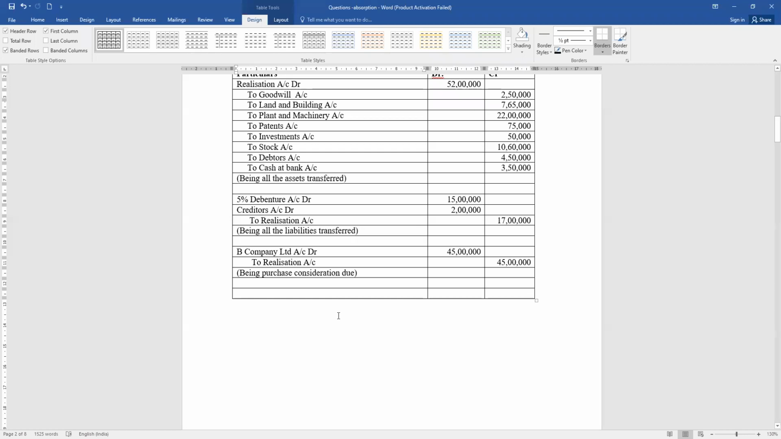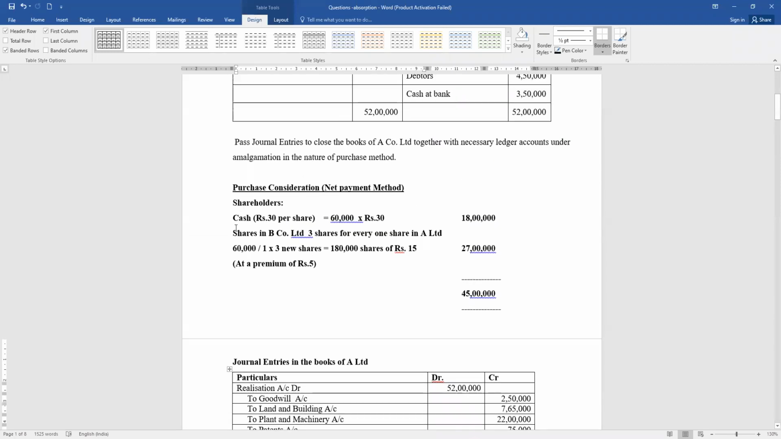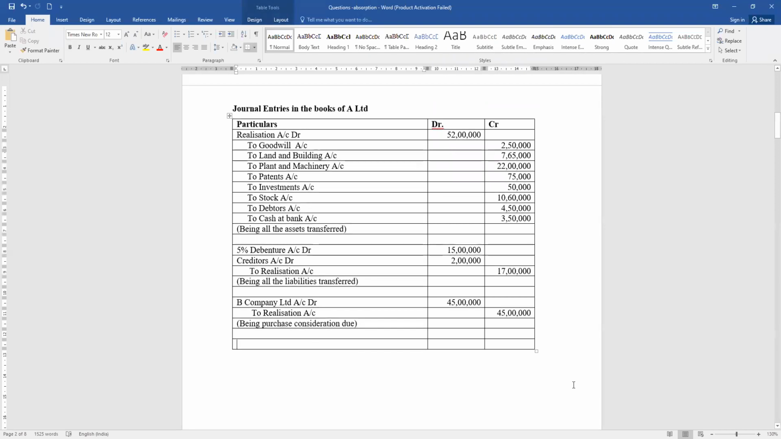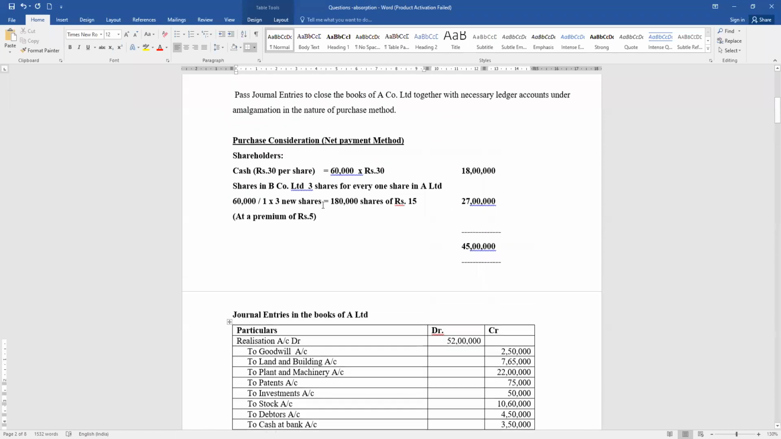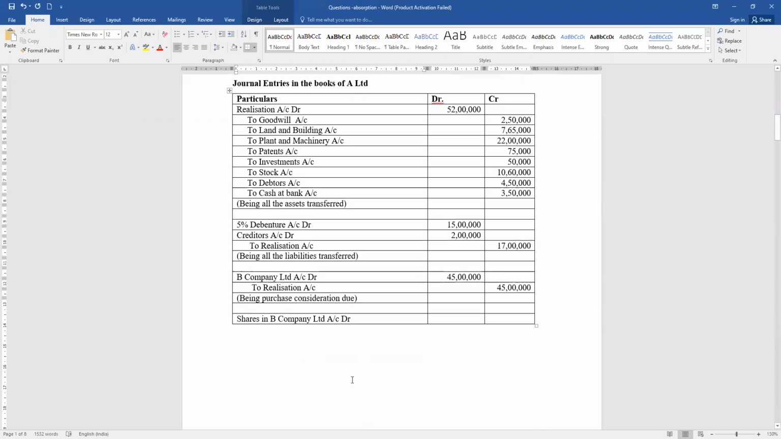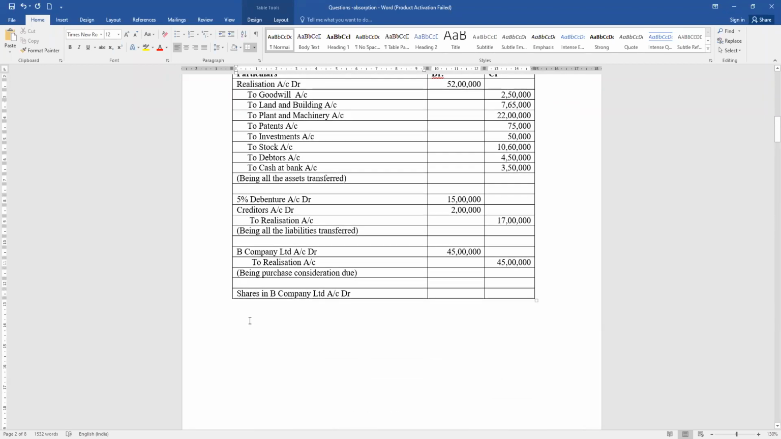Next, you have to receive the purchase consideration. Receipt of purchase consideration. What is the receipt? You are going to receive shares. You are going to receive cash. So the receipt of purchase consideration will be shares in debit. What comes in? Shares in B Company Limited account debit. Some people will write equity shares, some will write only shares, because it is not clearly given whether it is equity shares or preference shares. So you can write it as shares, or if you want, you can write it as equity shares also, no problem at all.